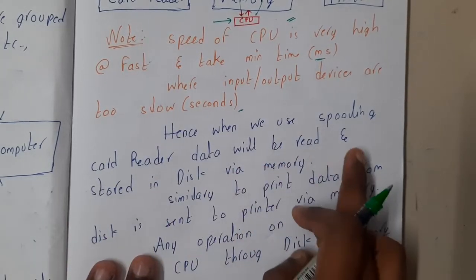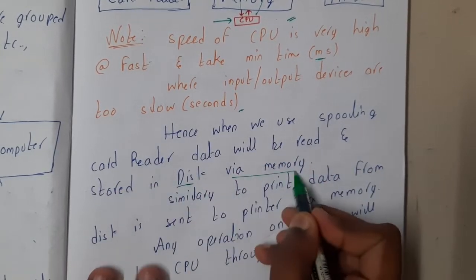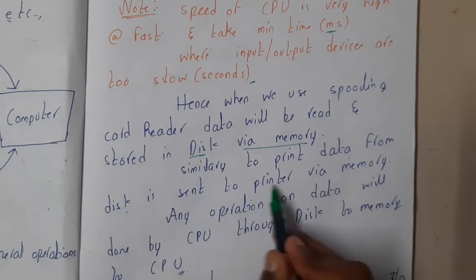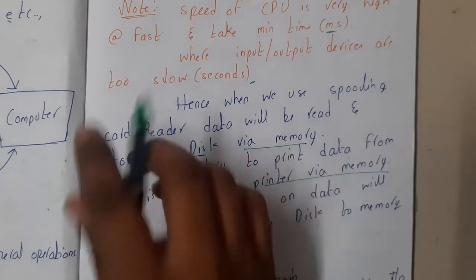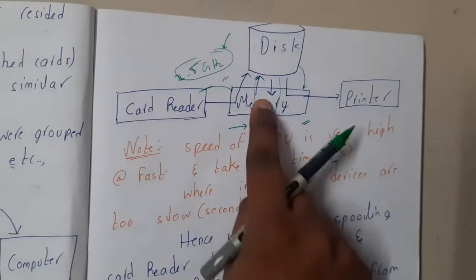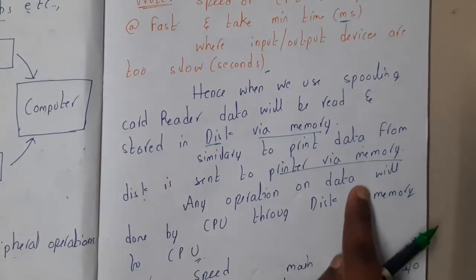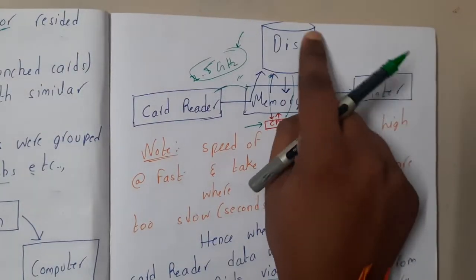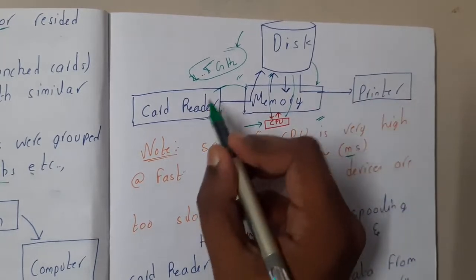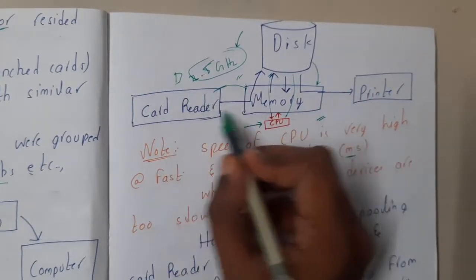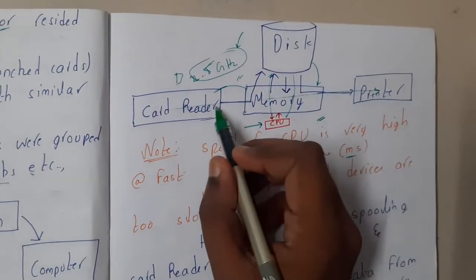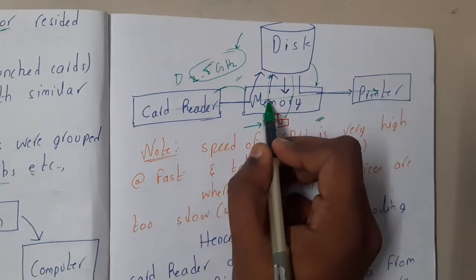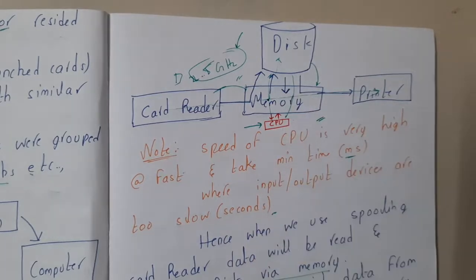Card reader data will be read and stored in the disk via memory, okay? Simultaneously, to print, data from the disk is sent to the printer via memory. So basically from memory we are sending the data in this way and in this way. Any operation on the disk will be done by the CPU. Assume that you need to print a particular PDF, so that PDF will directly be sent to the printer. And assume that you want to store a particular movie, so that will be stored directly into your disk.